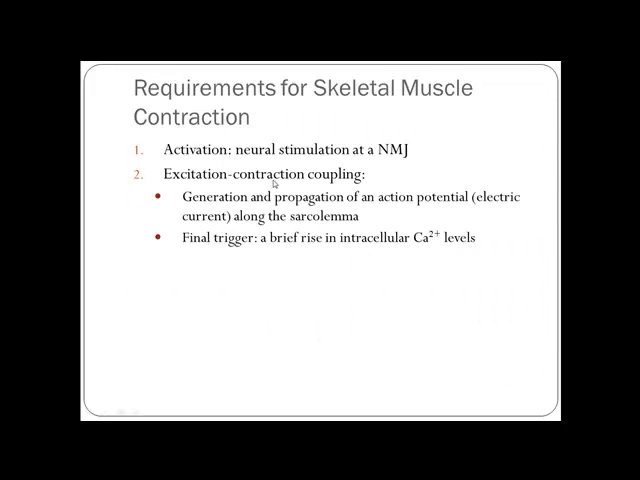So for the muscle to contract, we're going to need two things. Activation from a nerve at the neuromuscular junction, and excitation contraction coupling, ECC. The gist of that is that's going to be the little bit of time between the firing of the nerve and when the muscle actually contracts.